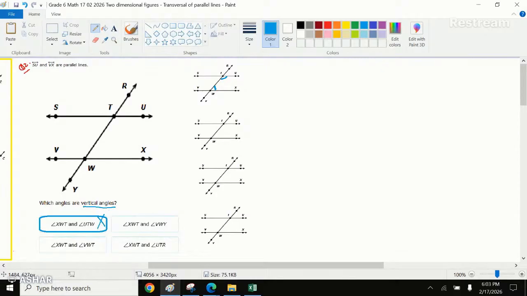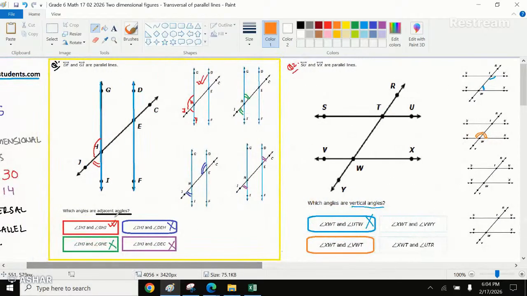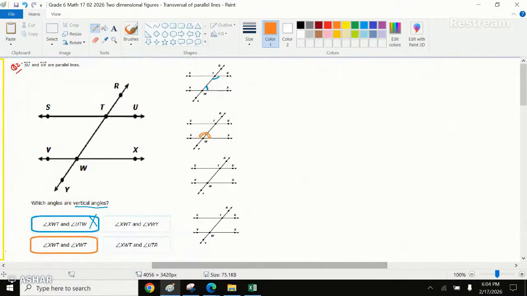So the next one was XWT. Where is XWT? This angle. And VWT. Would these two angles be vertical angles or are they adjacent angles? These two angles are adjacent, right? They are not vertical angles. Agreed?